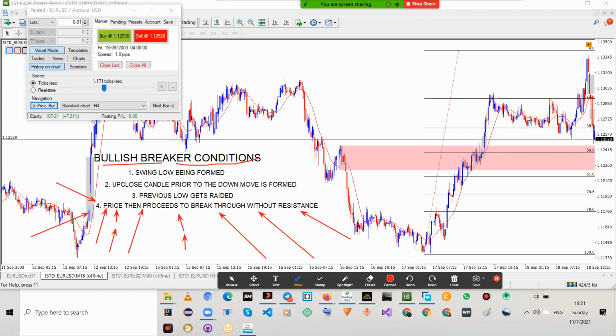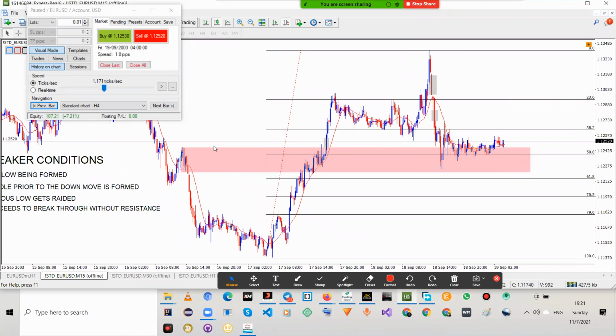So price then, let me repeat it again. Price then proceeds to break through what we would have assumed as the up close candle zone that would have formed using that up close candle. It has to be broken through without any resistance. So let me show you with an example. I made some examples for you. So let me stop using the arrow.